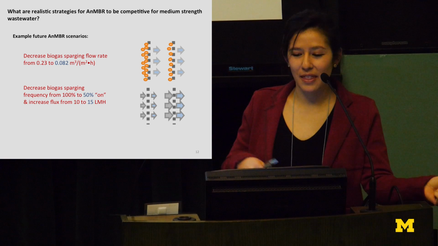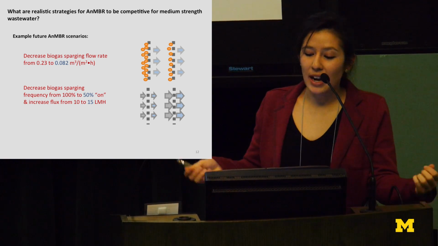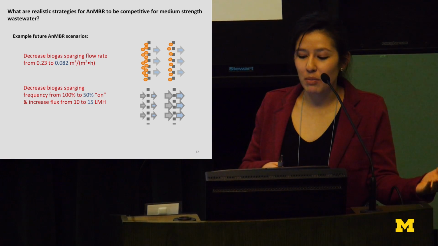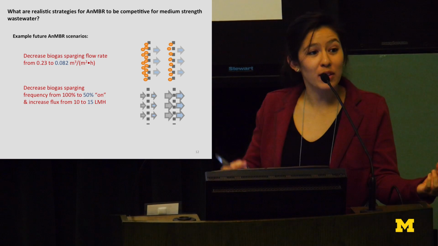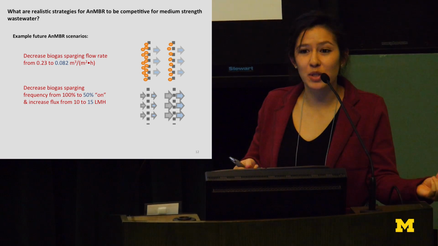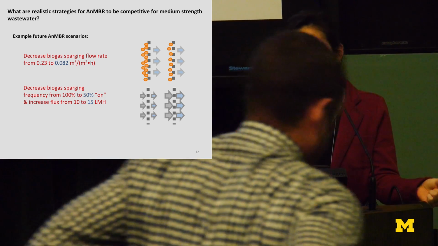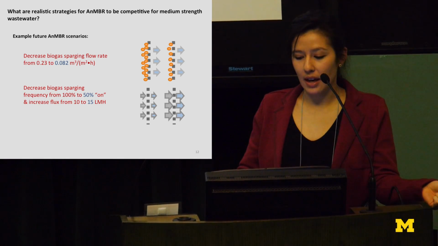And so with that, I'm going to hand it over to Adam, and as we reduce the amount we sparge our membranes, it will have impacts on this foulant layer that builds up on the membrane biofilm. So he's going to talk about some of the bench scale work that he's been doing looking into that.